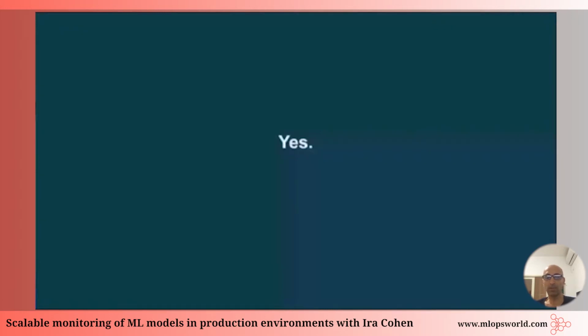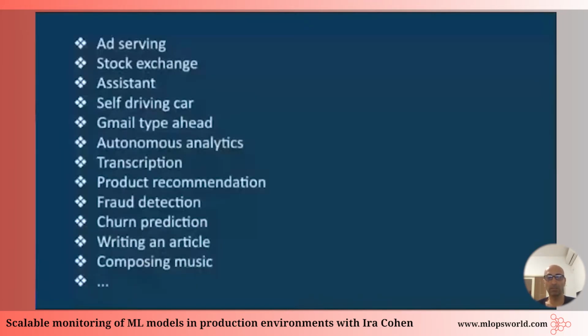And if we look at the different products that use machine learning today, it's becoming more and more pervasive throughout various industries. It started with a lot of ad serving and bidding, stock exchange and assistance, and now moving to self-driving cars and email and typing emails, autonomous analytics, transcription, product recommendation, fraud detection, churn prediction, writing an article, composing music, fake videos of actors that are not them really. So it's really going more and more deeply into all industries and becoming commonplace in a lot of products.